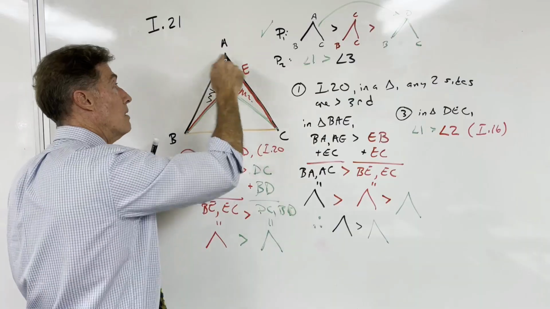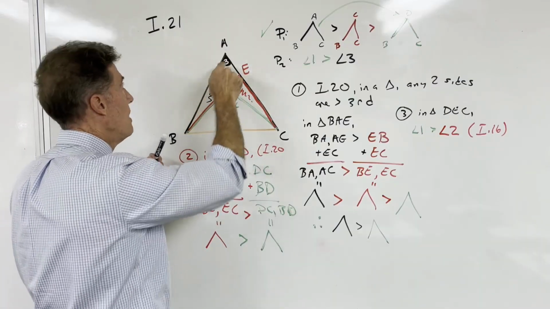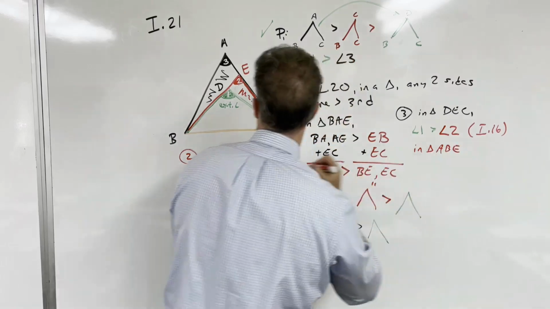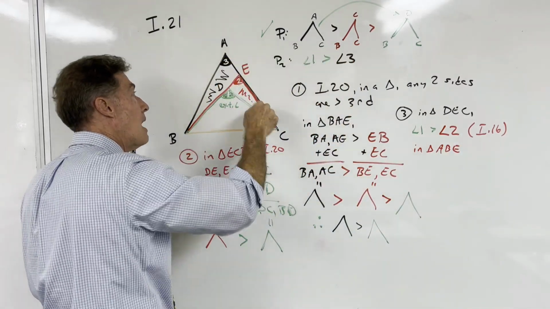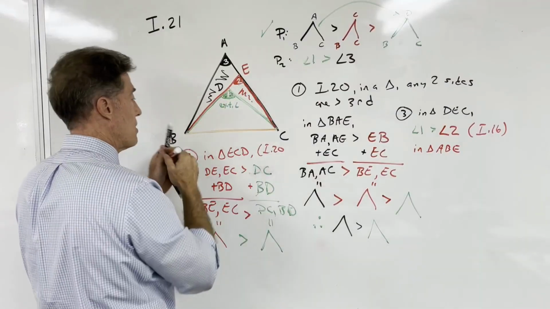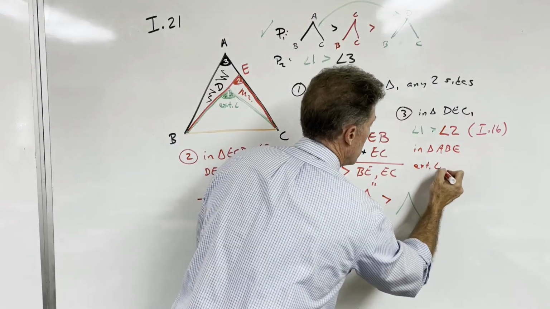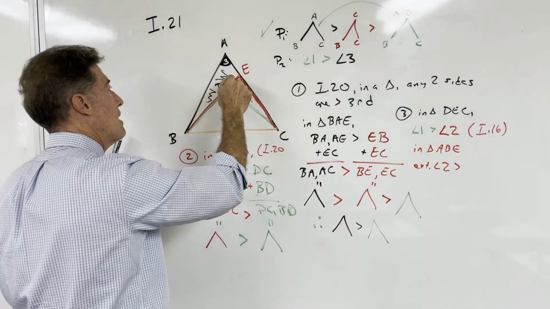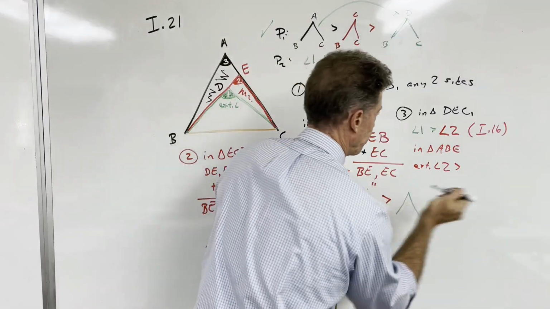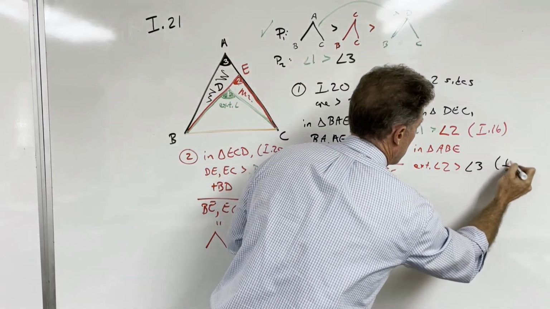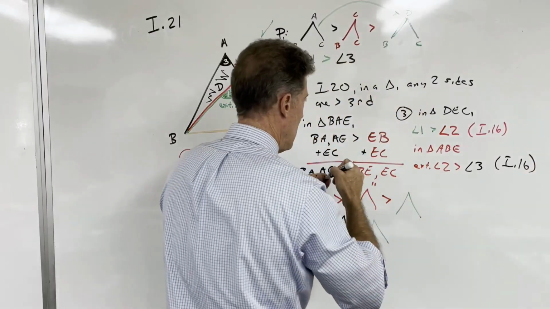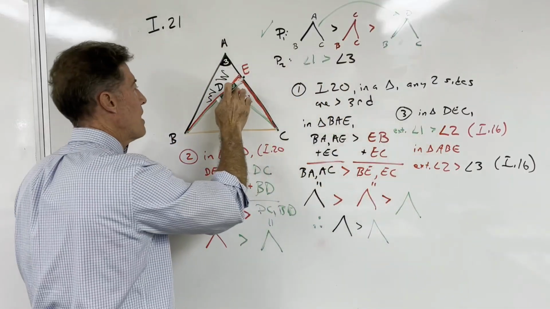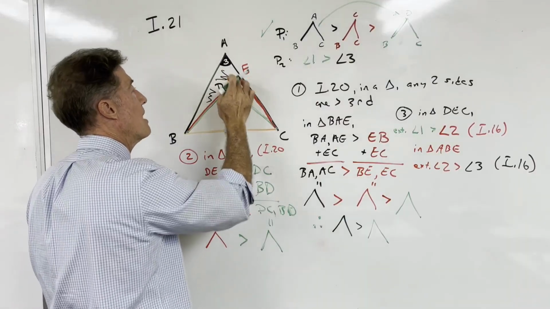Well, now look at this triangle. In this triangle, triangle ABE, the line is extended, and this angle 2 is the exterior angle. So exterior angle 2 is greater than either of the opposite interior angles. And so angle 2 has to be greater than angle 3. Again, Prop 16. So in this triangle, 1 is the exterior angle, it's greater than 2. In this triangle, 2 is the exterior angle greater than 3.